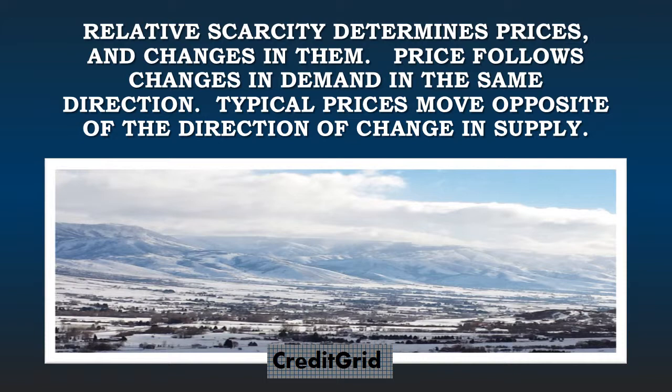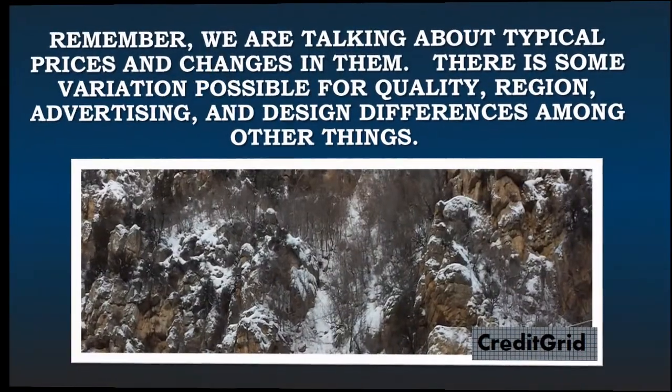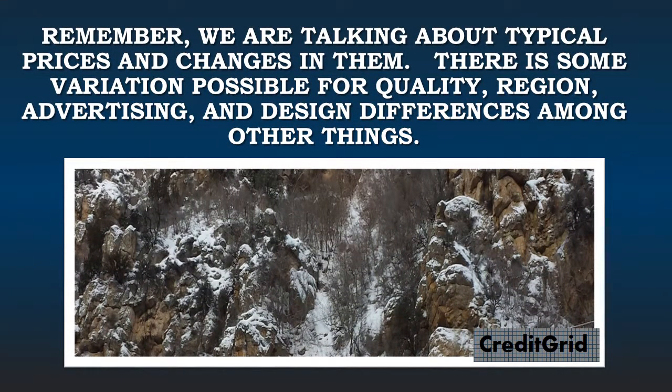So, relative scarcity determines prices and changes in those prices. Price follows the changes in demand in the same direction, and by that I mean if demand rises, prices rise. But when we have changes in supply, prices move in the opposite direction. So if supply increases, prices fall. So prices move in the opposite direction of supply, typically, but in the same direction as demand. Remember, we're talking about typical prices and changes in them.